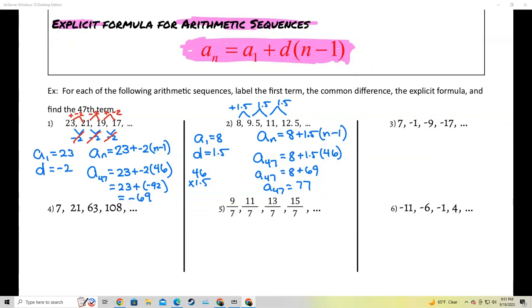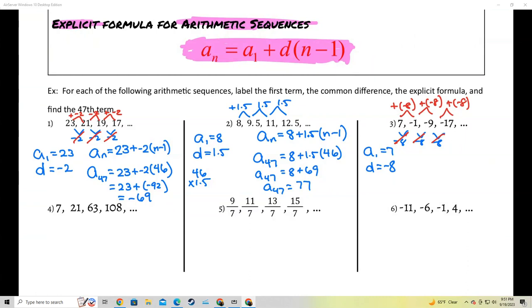All right, next one. I got 7, -1, -9, -17. It looks like in this case I am subtracting 8 each time. But if I'm subtracting 8, remember, we're not going to write it as subtracting 8. Instead, I'm going to write it as adding -8. Which means this is arithmetic. Now that I know what my sequence is doing, I know my first term is 7. I know my common difference is -8.